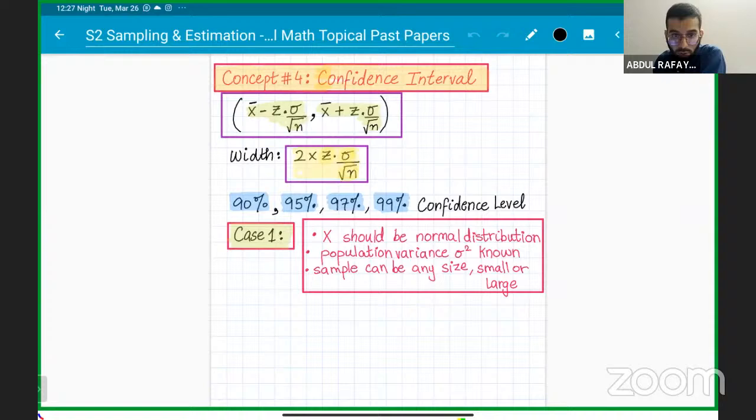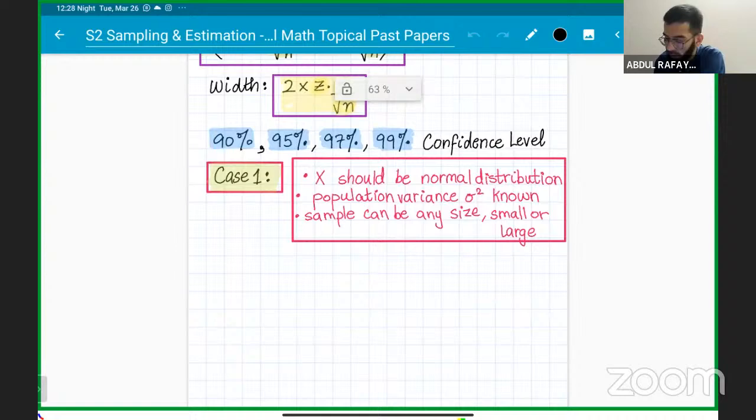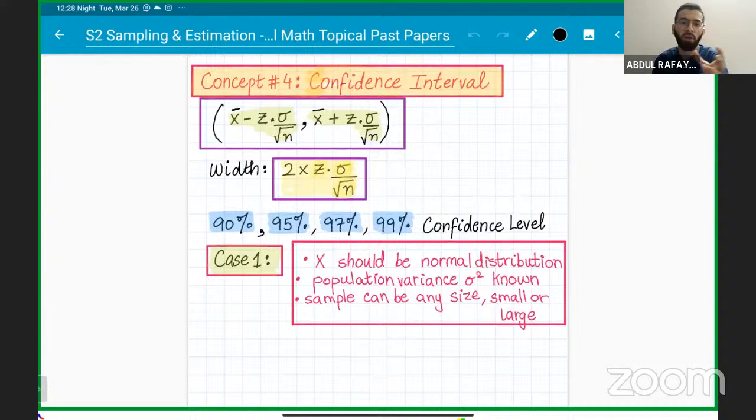Case number one mein hota hai ki if the distribution is normal, population variance bhi jo hai hamare paas known hai. And sample can be of any size, small or large. So hum uska confidence interval nikalenge for that population mean. Ye width ka formula hai, jo ke hum aaj apply karenge. And also the confidence interval ka jo parameters find karne hote hain, uska bhi formula applicable hai yahan par.